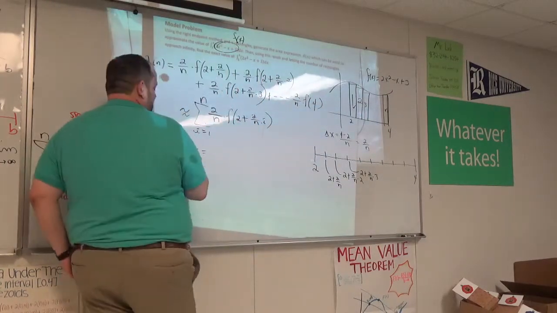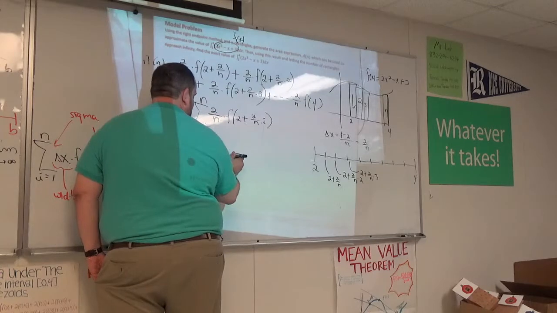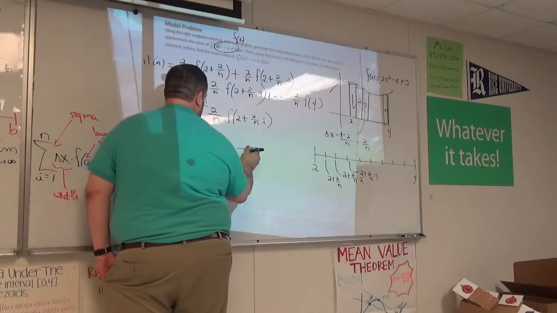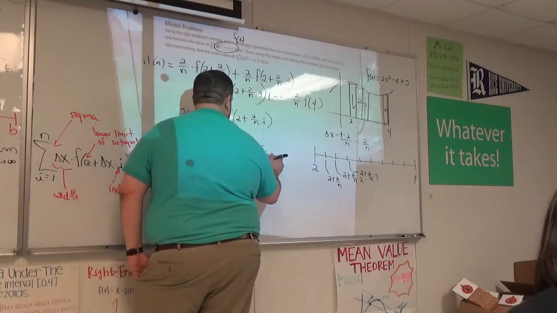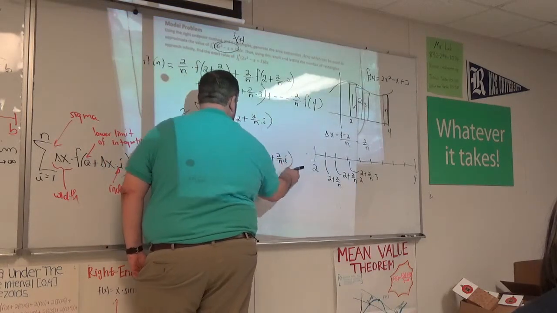But to get that final definite integral, what I need to see is the limit as n approaches infinity, i goes from 1 to n, 2 over n, f of 2 plus 2 over n times i.